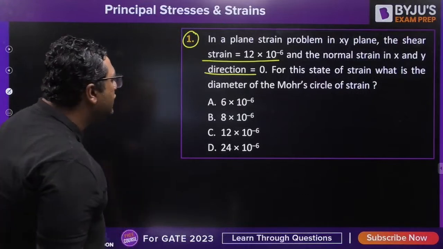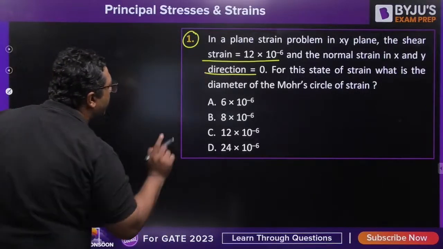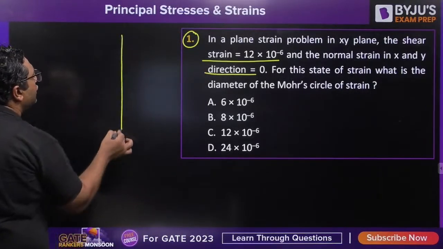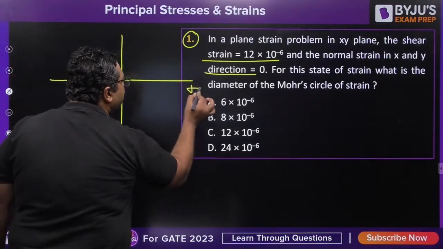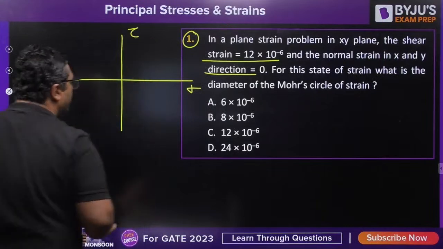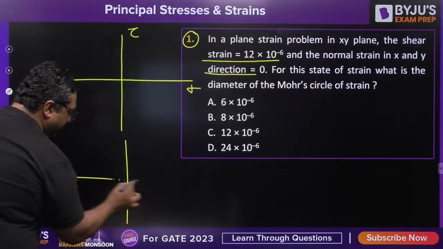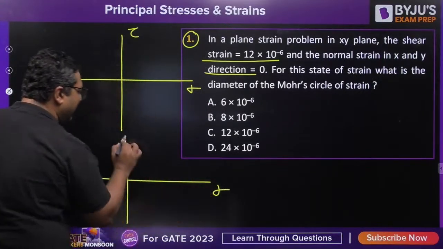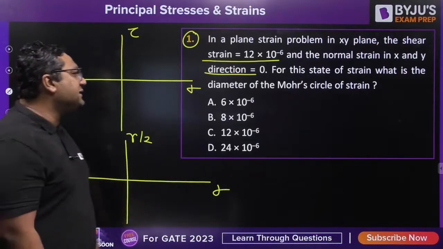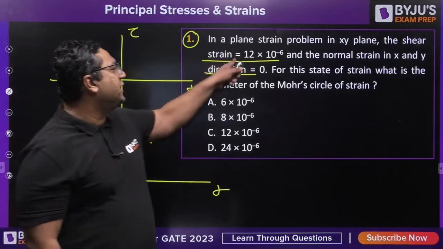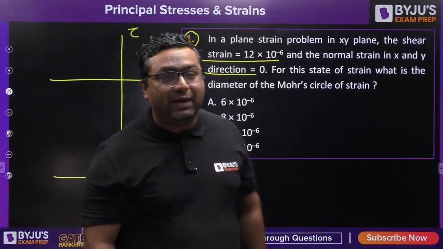Okay, guys. So you know that whenever we are talking about the Mohr circle, for the Mohr circle of stresses, we are having sigma here and tau here. For the Mohr circle of strain, we are having sigma here and gamma by 2 here. So my dear, as they are saying that the shear strain is equal to 12 into 10 to the power minus 6.